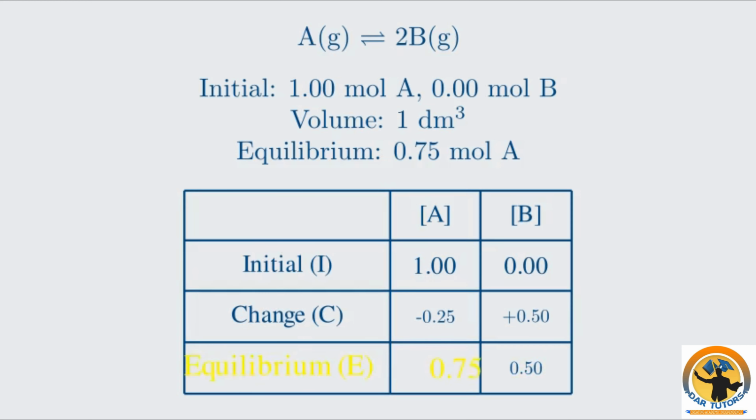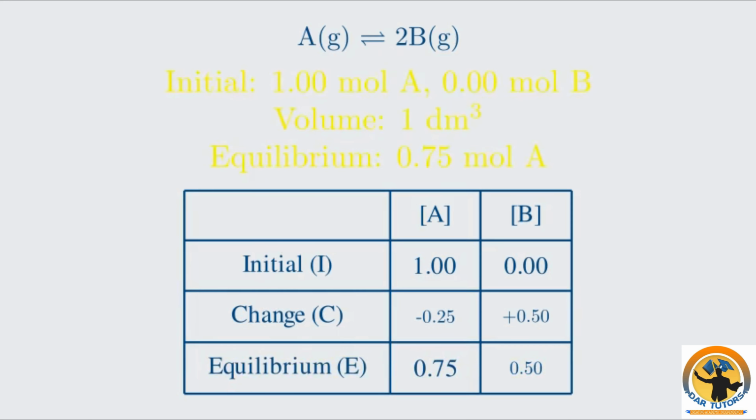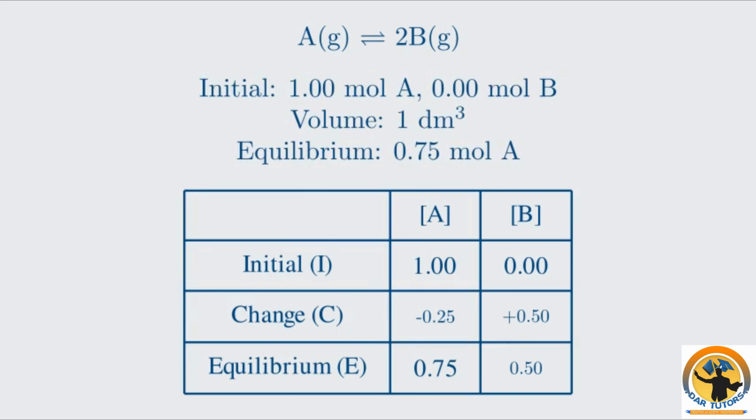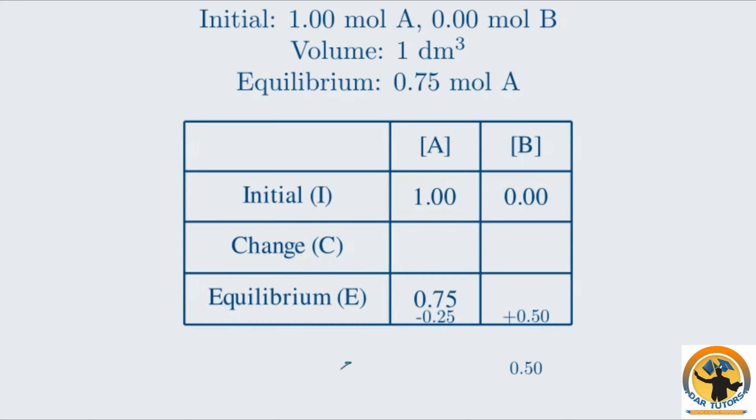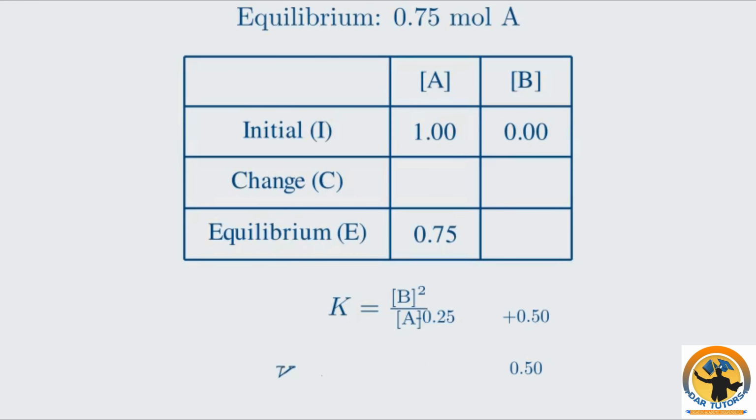Now we have the equilibrium amounts for both A and B. Since the volume is 1 dm3, these amounts are also the concentrations in mole dm3. We can calculate K. The expression is K equals concentration of B squared over concentration of A. Substituting our equilibrium values gives K equals 0.55 squared divided by 0.75, which equals 0.33.